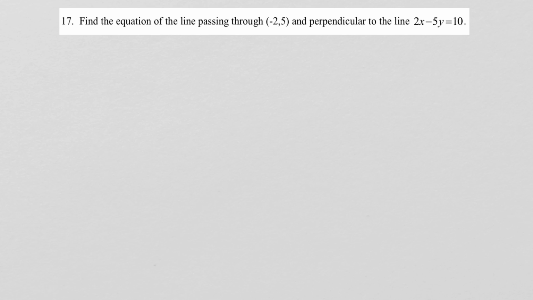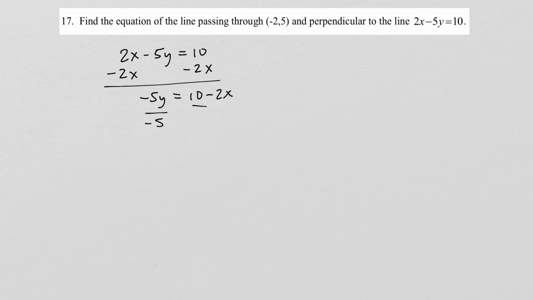Next, we want to find the equation of the line passing through the point (-2, 5) and perpendicular to the line 2x minus 5y equals 10. So let's start with the line that it's perpendicular to. If we solve for y in this line, we end up with y equals -2 plus 2/5 x, or y equals 2/5 x minus 2. So the slope of this line is 2/5.